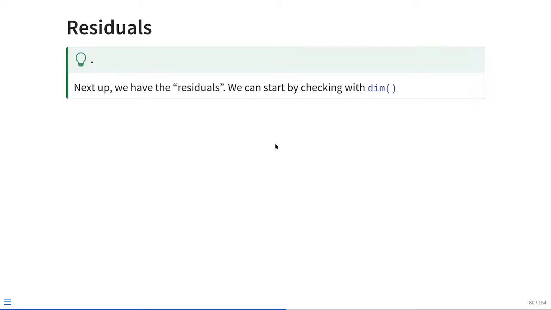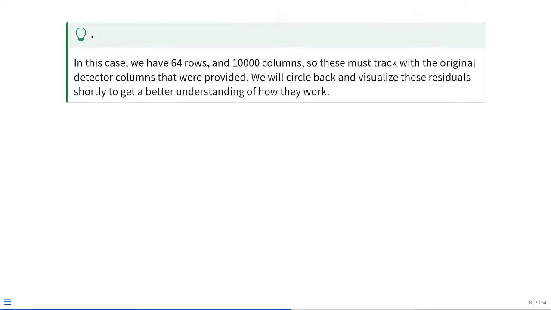Next up, we have residuals. Let's check them with the dim function as well. In this case, we see there are 64 rows and 10,000 columns, so this is matching what we had for our raw spectral data before we unmixed. We'll circle back and see how to investigate these residuals, because there's some data that can be visualized from them that might be useful to know about, but we'll check on this a little bit later on.